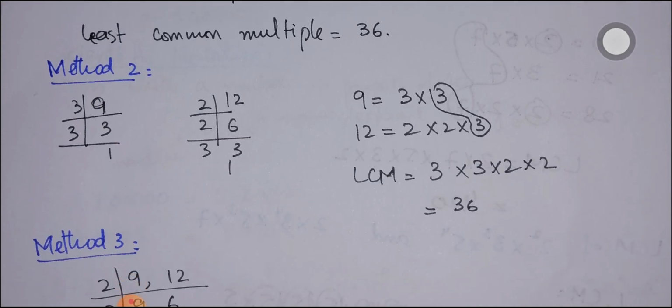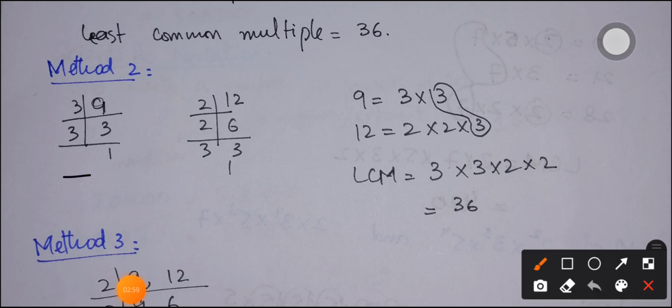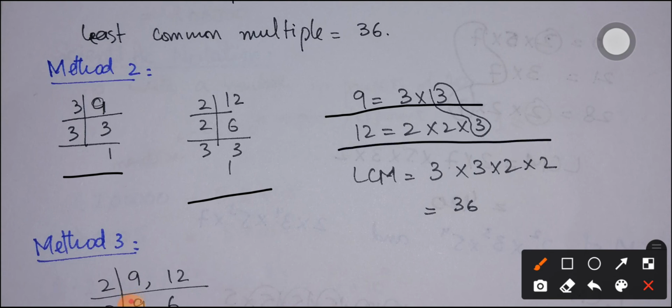The second method deals with prime factorization. We will perform the individual prime factorization for each number. Here is the prime factorization for 9, and here is the prime factorization for 12, and we will find the common number, which is 3 in this case.